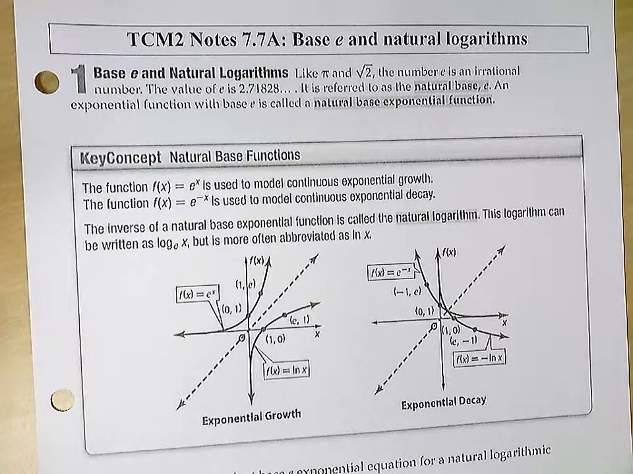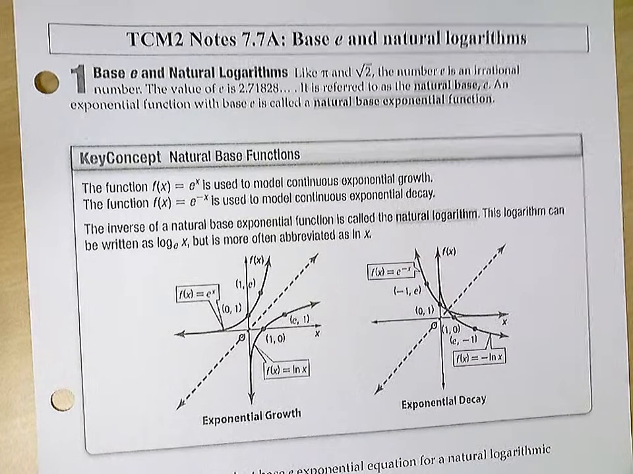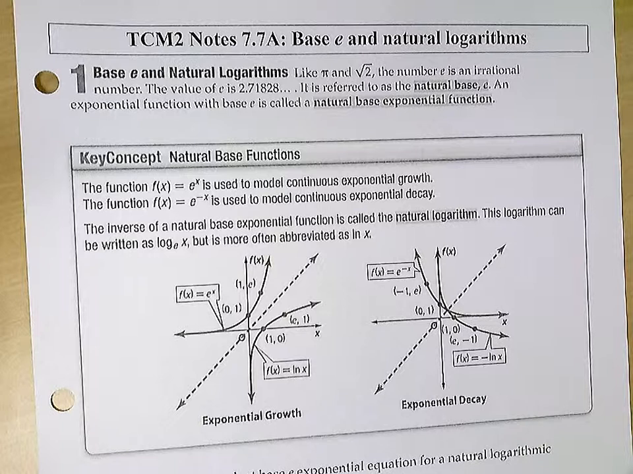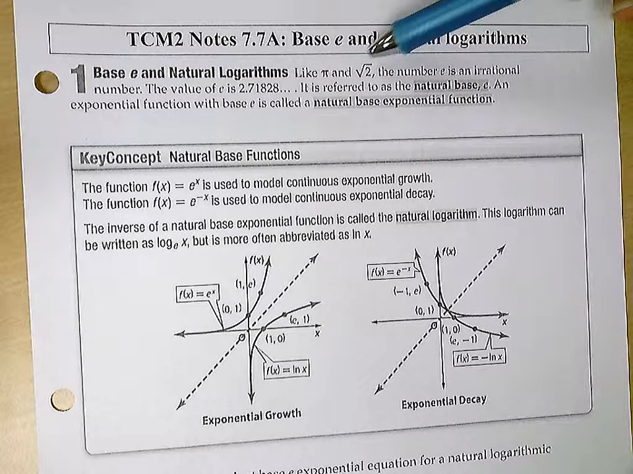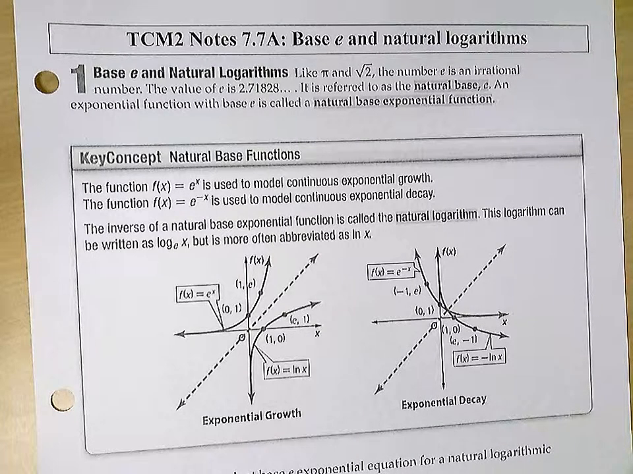We're going to go over our last section here. So we're talking about base e and natural logs. Like pi and the square root of 2, the number e is an irrational number. So e is still just a number. It's not a variable, it's a number.